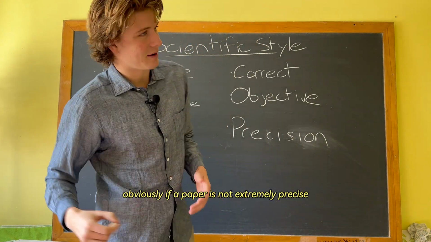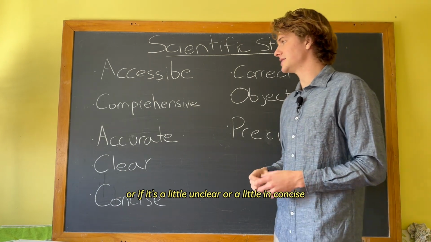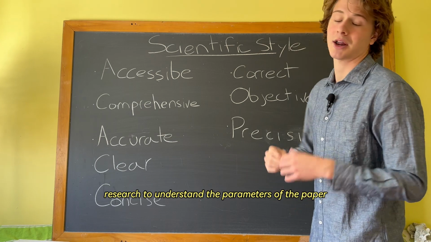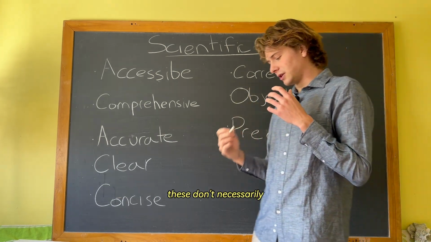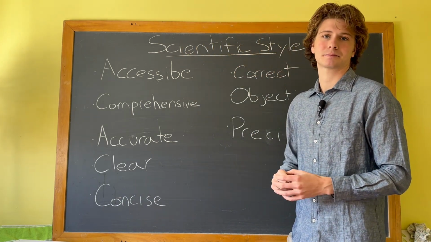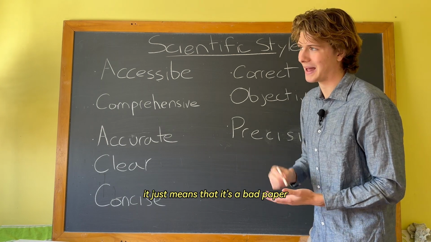Obviously, if a paper is not extremely precise, or if it's a little unclear or a little inconcise, or if it's not comprehensive, right? If you need to do a little further research to understand the parameters of the paper, if it's not very accessible, these don't necessarily mean that what's in the paper is bad. It just means that it's a bad paper, right? It doesn't mean that it's incorrect. It just means that it's a bad paper.